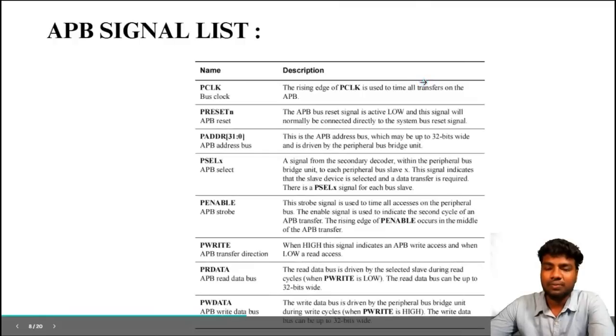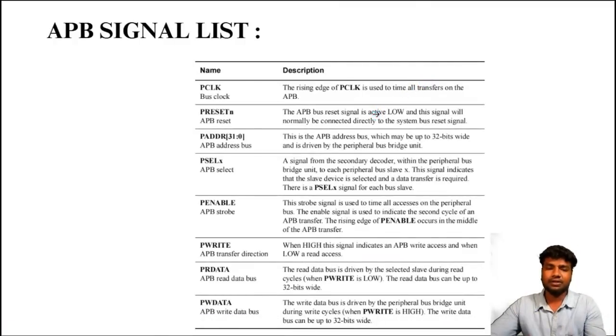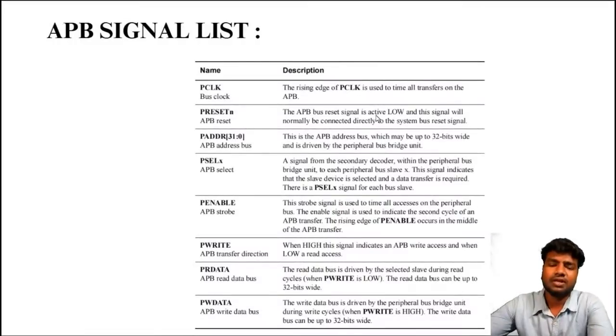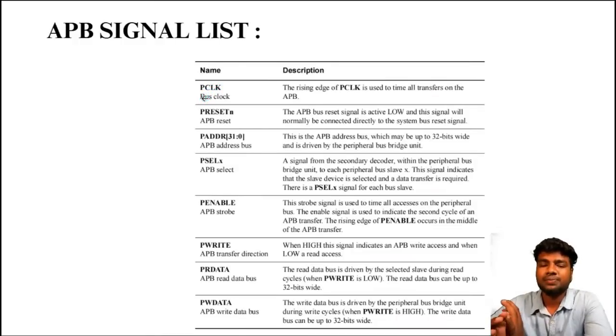Now we'll see the main thing, the APB signal list. These are the APB signals, like PCLK. Here P refers to APB. If you take AHB, the signals start with H. So H refers to an AHB signal. If P refers to APB, this particular signal comes from the APB protocol. For indication purposes we use this P in front of the signal name.